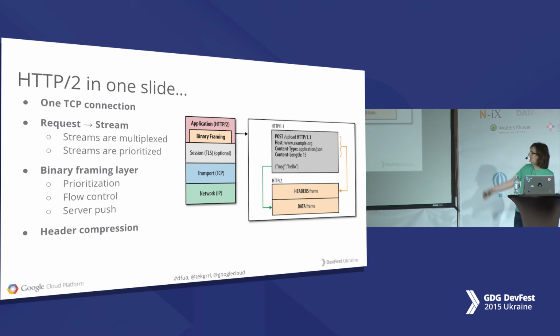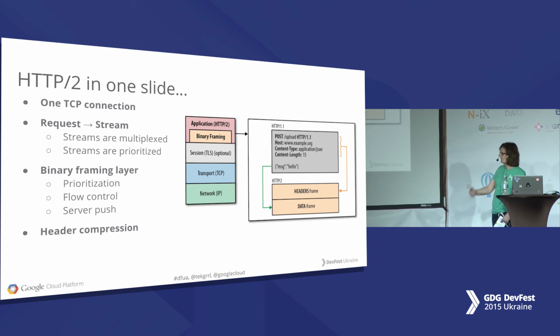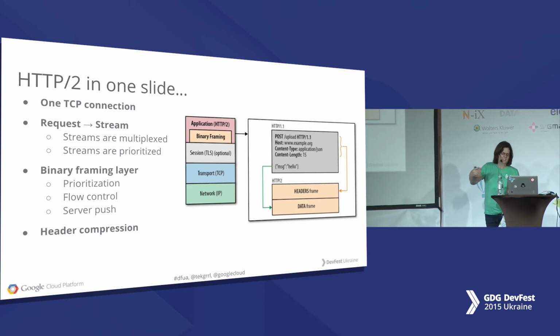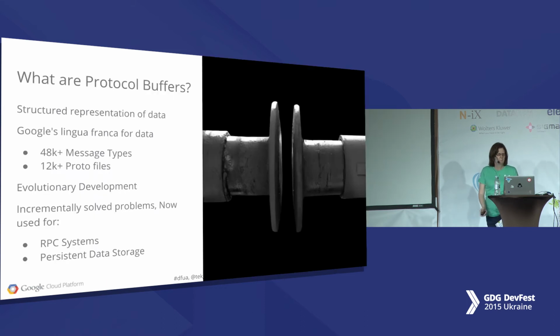But basically, it's based on streams. We have one TCP connection. Everything is binary encoded. We have a binary framing layer. We can do things like prioritization of streams. We can do flow control. We can also push things from the server to the client based on what the expected need is. And ultimately, we can compress headers as well.